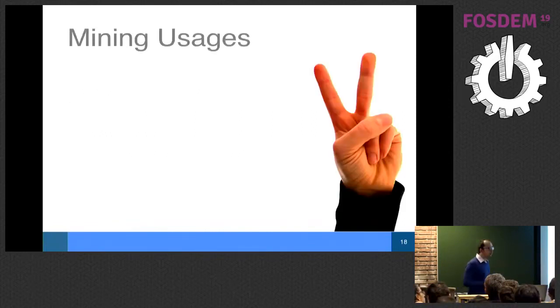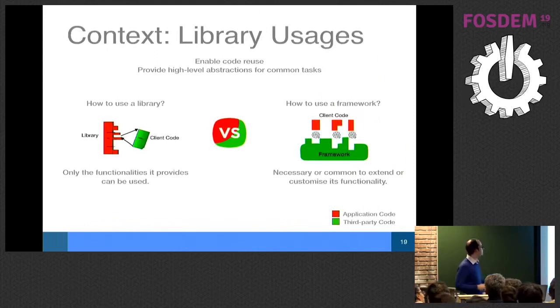The second part of my presentation is about mining usages. Now, you know the difference between libraries and frameworks. Libraries are different from frameworks because if you would like to use a library, you just need to understand the API and use the APIs. While if you would like to use a framework, what you have to do is implement or extend some parts of the framework.